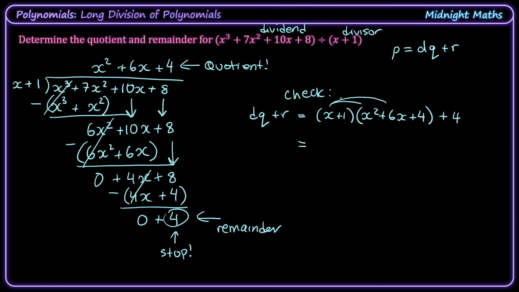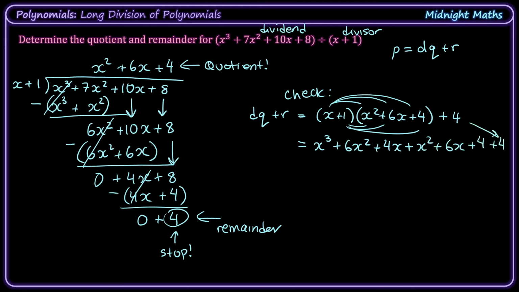Now we can go through and expand this out. So we'll do x cubed. X times 6x is 6x squared. X times 4 is 4x, plus 1 times x squared, 1 times 6x, 6x, 1 times 4 is 4, plus the 4, don't forget to add that 4 from outside. Okay, and now just grouping our like terms, x cubed plus, this is like with that, so that's 7x squared plus, this is like with that, 10x plus 4.